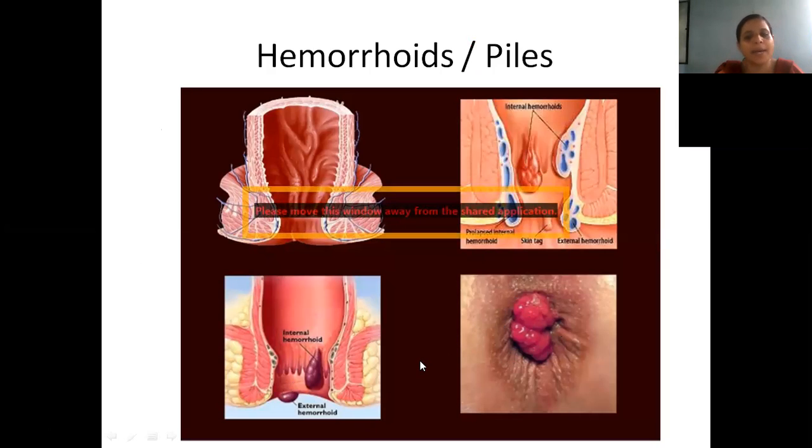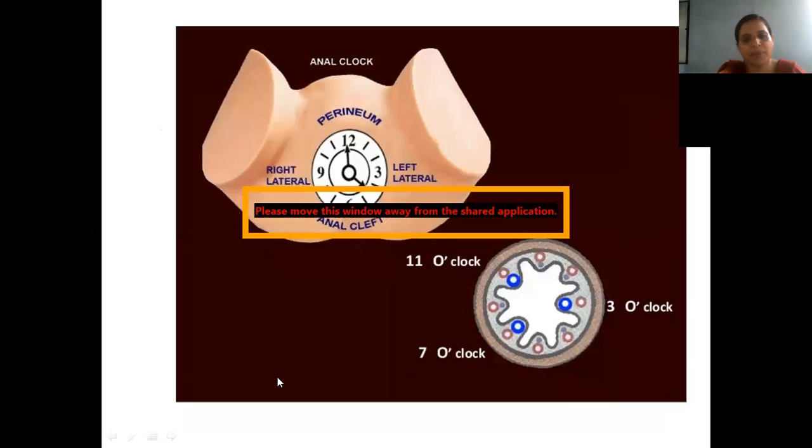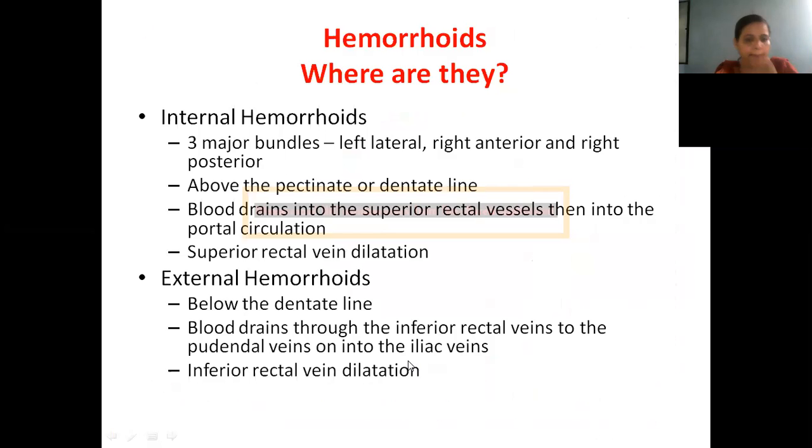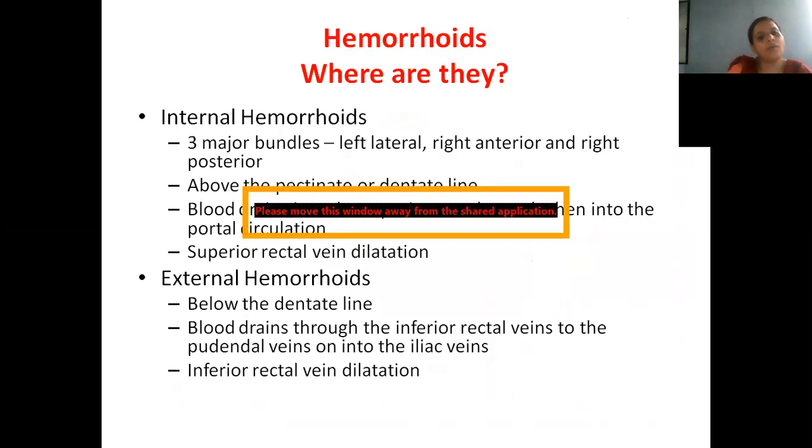So, external piles and internal piles. Internal piles, I said, are painless, and external piles, which are below the pectinate line, are highly painful. Based on which venous network is damaged, we may have three different positions for these piles: 7 o'clock, 11 o'clock, and 3 o'clock. Internal hemorrhoids are above the pectinate line; whatever is below it is external hemorrhoids. The pectinate line is also called the dentate line.